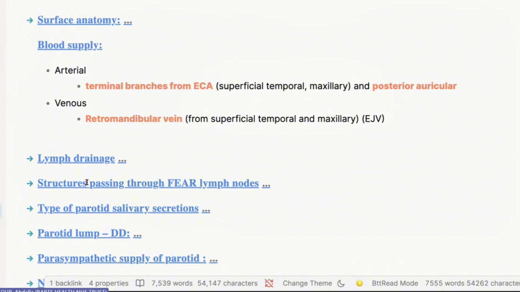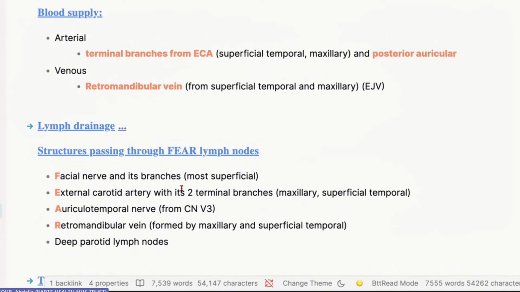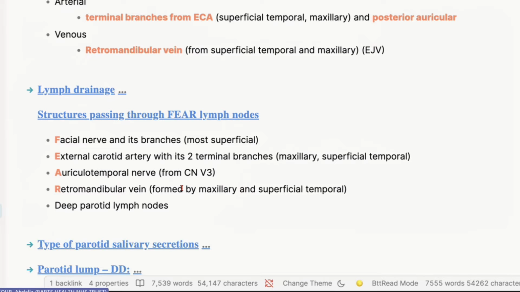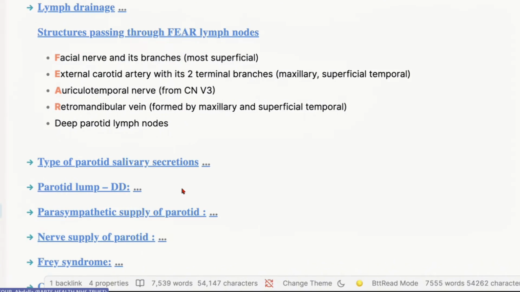So you feel the lymph nodes, right? So the mnemonic, feel the lymph nodes, right? Yeah. The facial, external carotid, auriculotemporal, and retromandibular and the deep parotid lymph nodes.